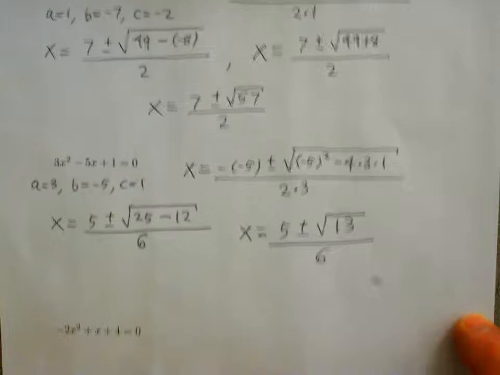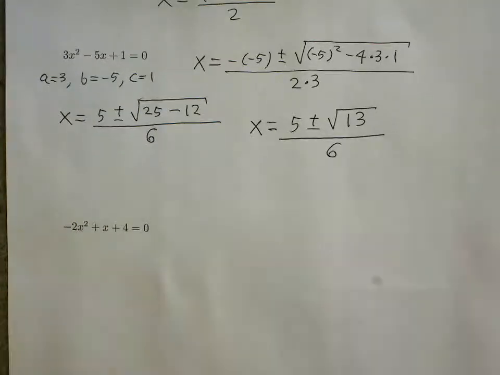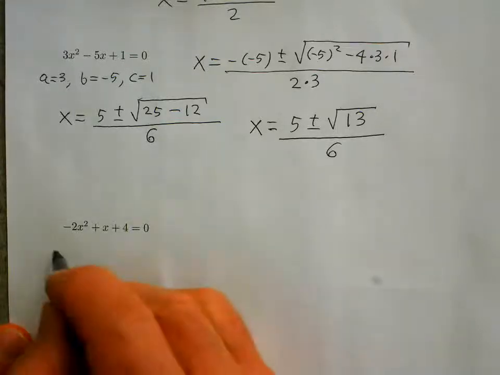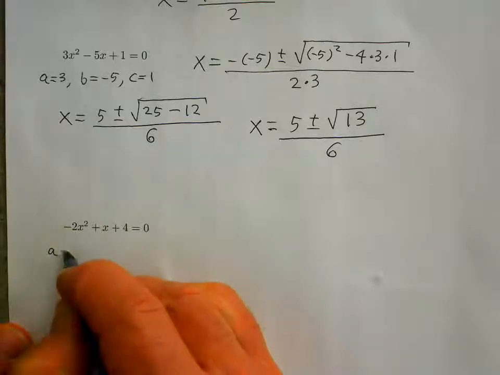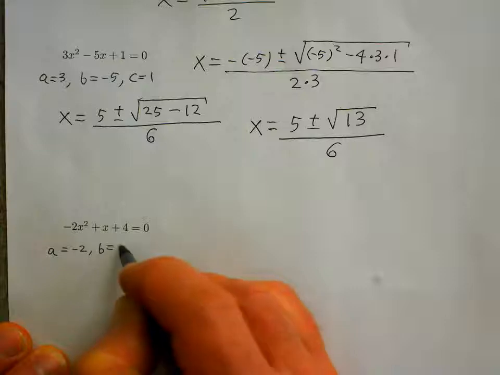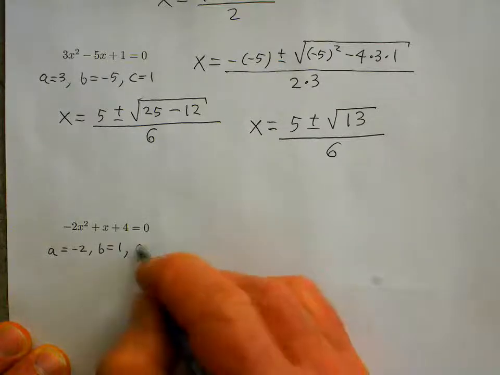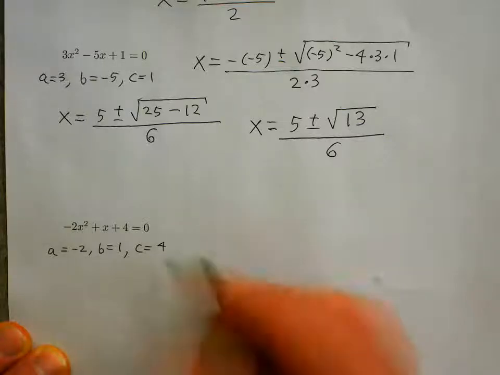Okay, the next example, negative 2x squared plus x plus 4 equals 0. So in this one, a is negative 2, b is positive 1, that's the coefficient of x, and c is positive 4.